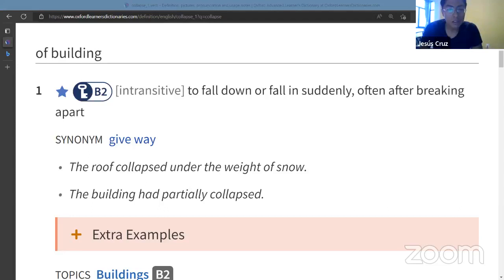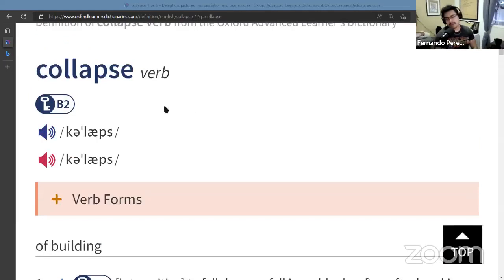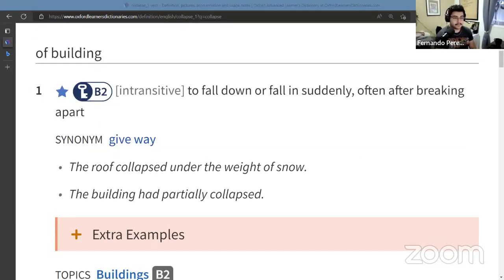To fall down or fall in suddenly, often after breaking apart. Remember, we are talking about engineering and design. So one of the things that we are going to consider is buildings, constructions, land, mountains, land formations, places where you build stuff. So the word collapse is a very common thing in this context.